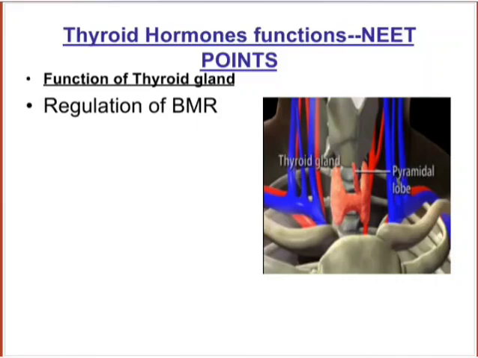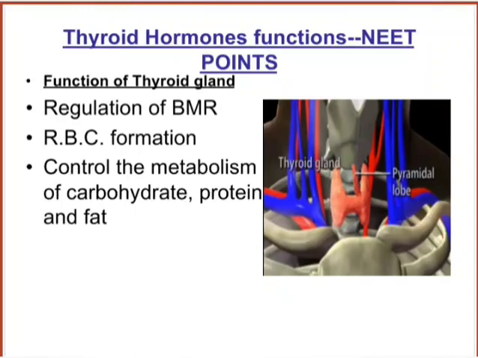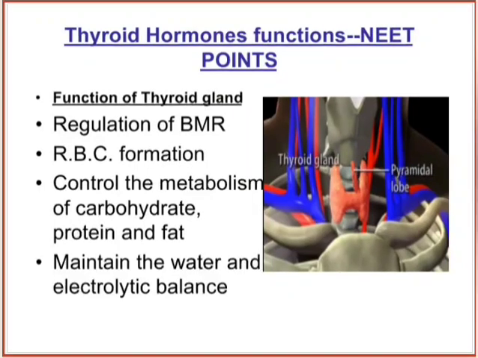Function of thyroid gland. According to the NCERT book, that is a NEET point, the thyroid gland hormones perform 4 important functions. Number 1, thyroid hormones play an important role in the regulation of the basal metabolic rate. Let me define the basal metabolic rate, that is BMR, in the golden point segment. Number 2, these hormones also support the process of red blood cell formation. Number 3, thyroid hormones control the metabolism of carbohydrates, proteins and fats. Number 4, maintenance of water and electrolyte balance is also influenced by thyroid hormones. The detailed function of the thyroid gland and its hormones we will discuss in the golden point segment.